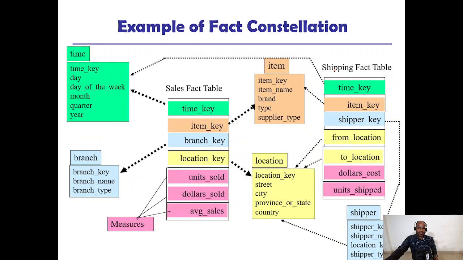Next we have fact constellation schema. This is the improvement over the snowflake schema. The dimensional tables may be connected to other fact tables. Here we have two fact tables: sales fact table and shipping fact table. This particular dimensional table item is connected to item key in the sales fact table, like that item key in the shipping fact table. So this is how the galaxy shape of data will be formed. So this is called a galaxy schema, or we can say it is a fact constellation schema.